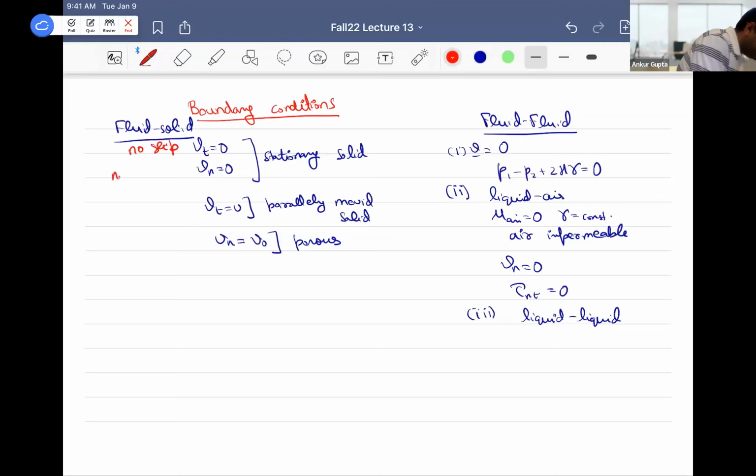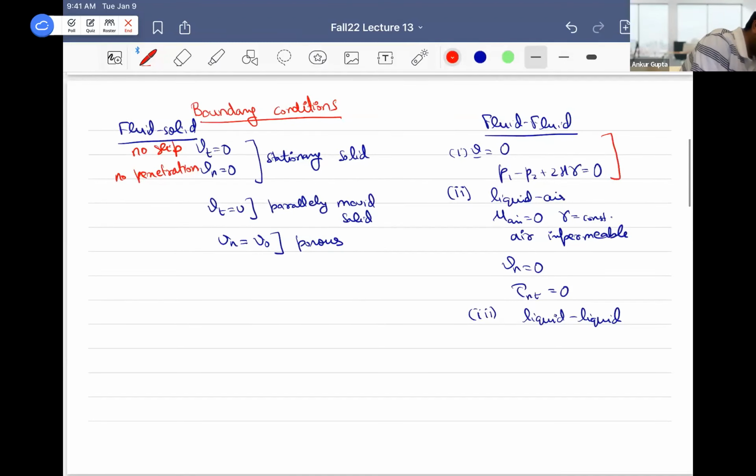This is the no penetration condition, which comes out of mass balance. Then if it's a parallelly moving solid, a velocity will be given, so we'll just equate the tangential velocity to that. Or if it's a porous solid, you can have a velocity v naught in the normal direction. Then if you have a fluid interface, this is the part which is called hydrostatics.